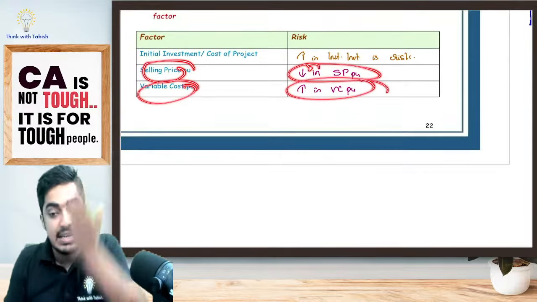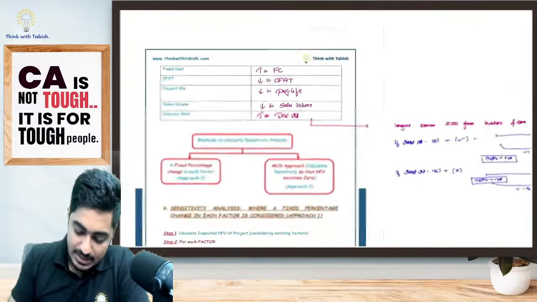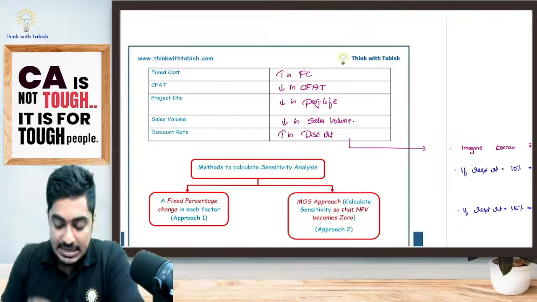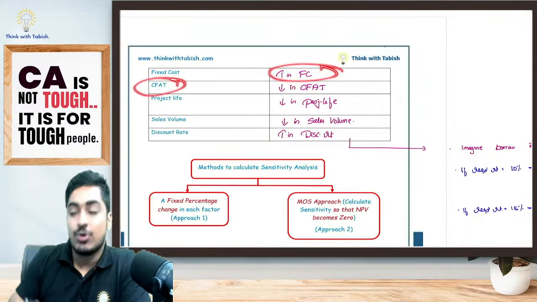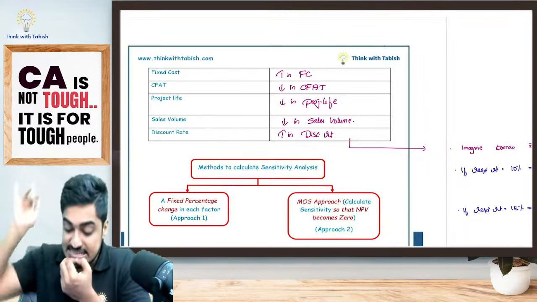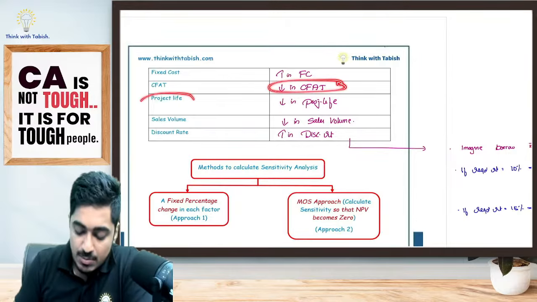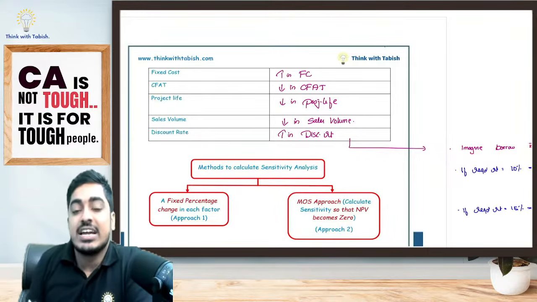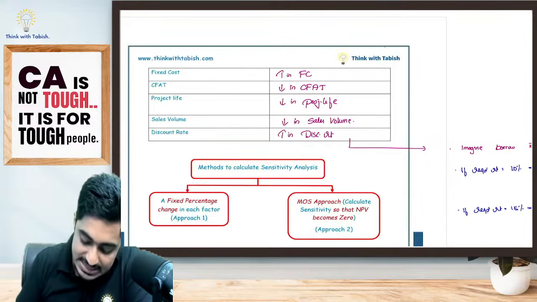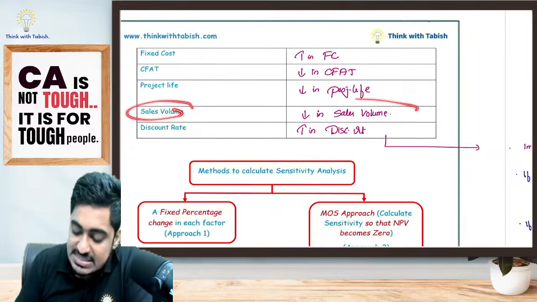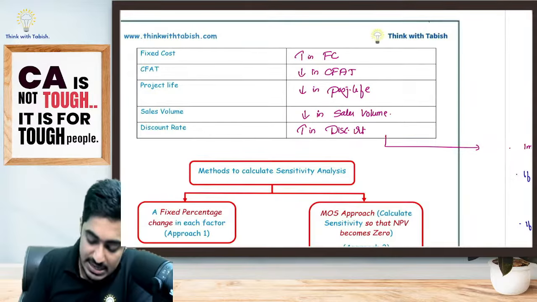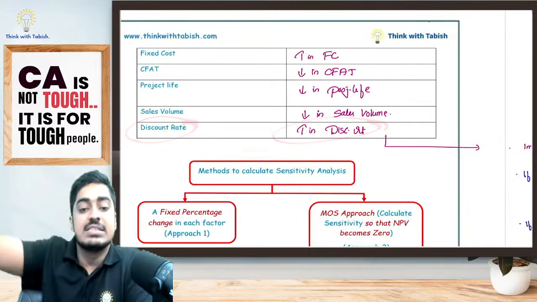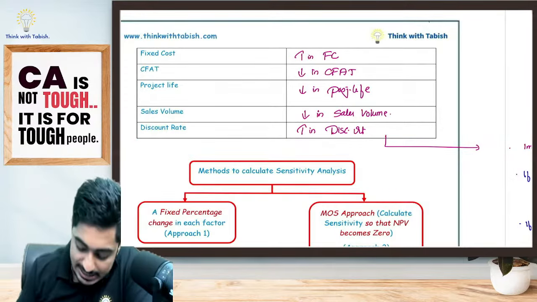Variable cost has increased. That is risk for me. Fixed cost has increased. That is risk for me. Cash flow, how much cash I am getting from the project, it has reduced. That is risk for me. Project life has reduced. That is risk for me. I thought 5 years I will get money from that. Only 3 years I got. That is risk for me. Sales volume has reduced. That is risk for me. Discount rate has increased. That is risk for me. Not going in detail, students.